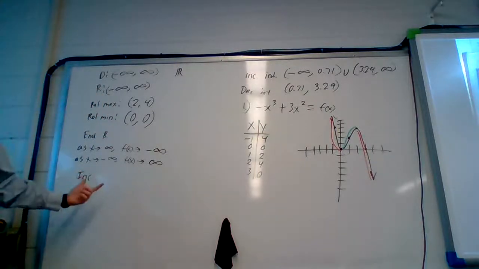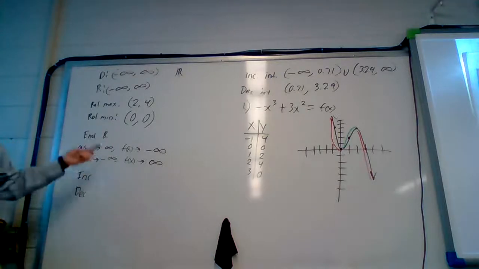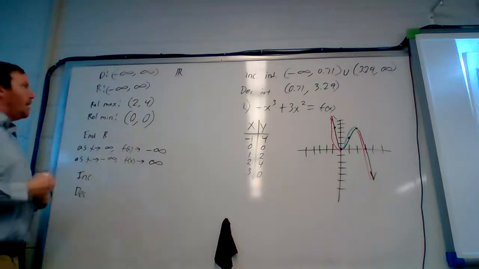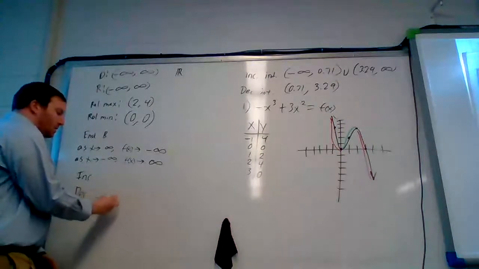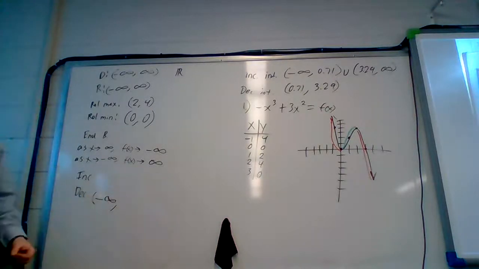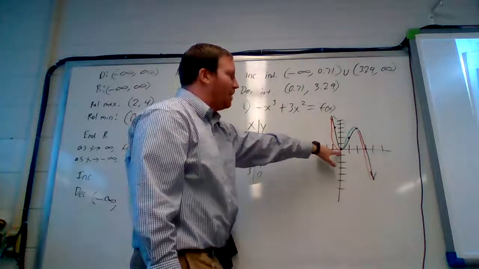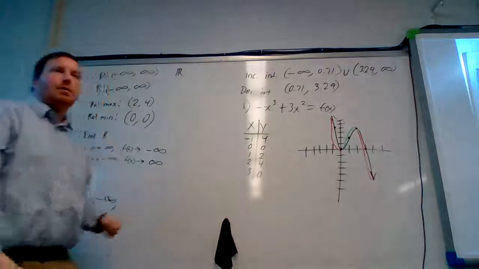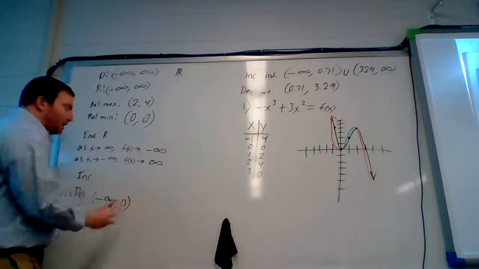So we start off with decreasing. And again, we're talking about our x values or parts of our domain. So our domain, of course, all the way to the left will be negative infinity, up to our first minimum. So where was our first minimum on our x value? 0. So we're going from negative infinity up to 0, decreasing.